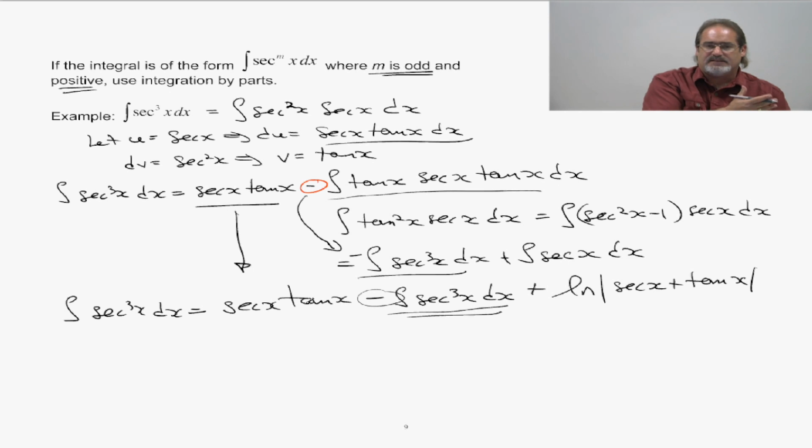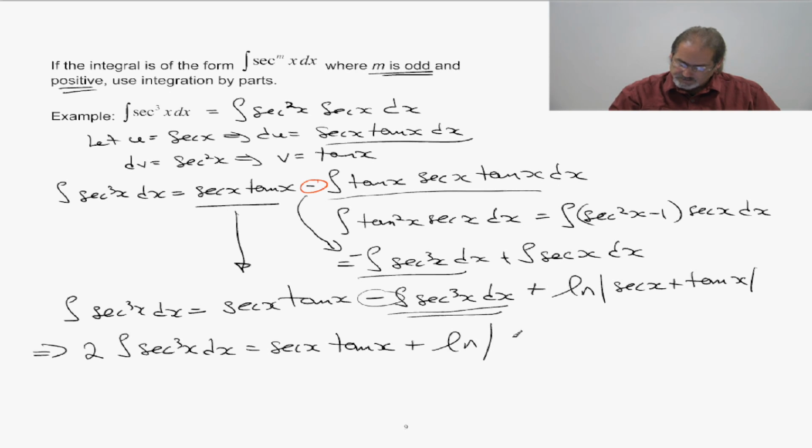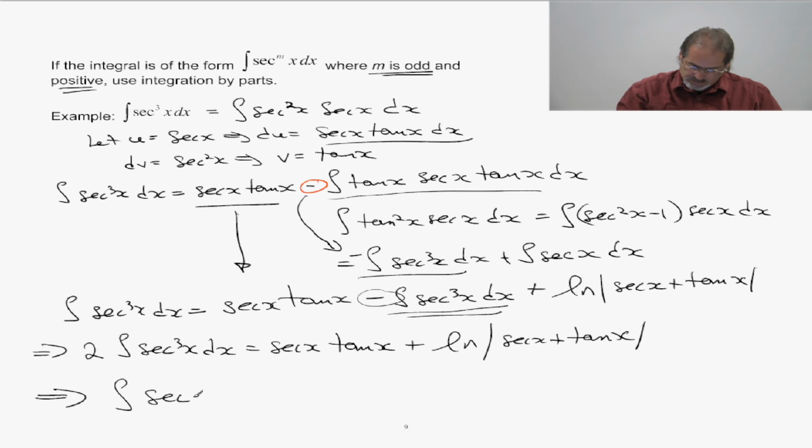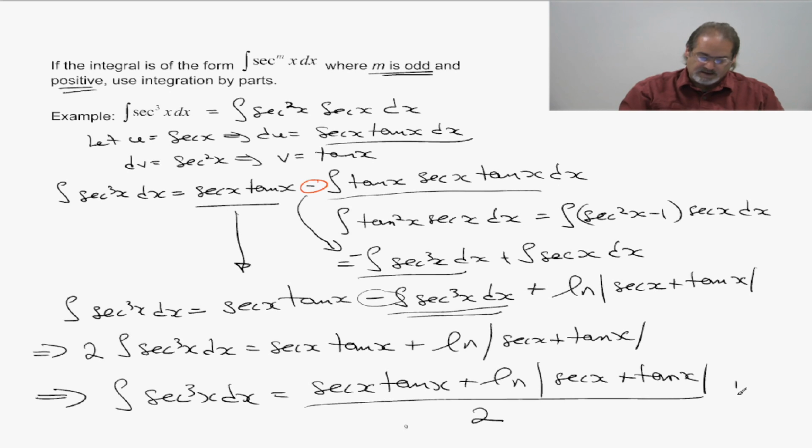That means when I move it over to the left hand side, it won't cancel it out. So that actually gives me 2 times the integral of secant cubed x dx equals secant x tangent x plus ln absolute value of secant x plus tangent of x. So if I divide by 2 now, what I get as a solution is that the integral of secant cubed x dx is actually equal to secant of x tangent of x plus natural log of secant of x plus tangent of x, all divided by 2. And now I'm going to add my constant of integration.